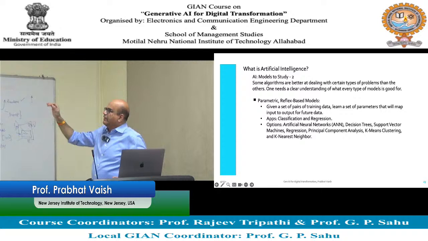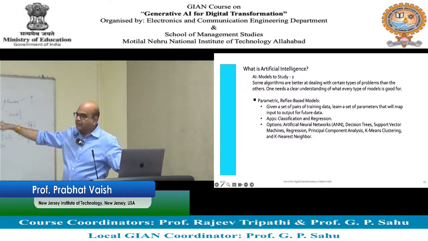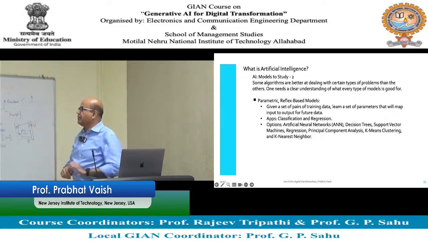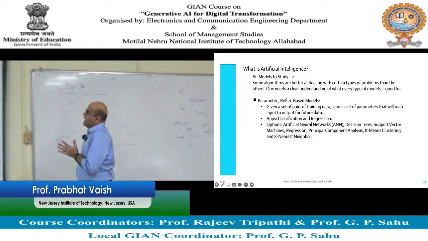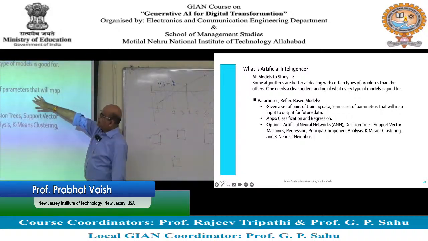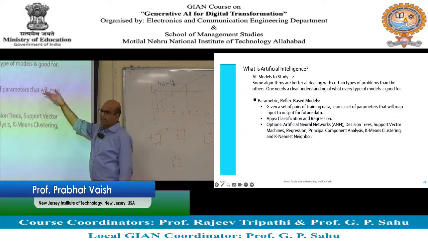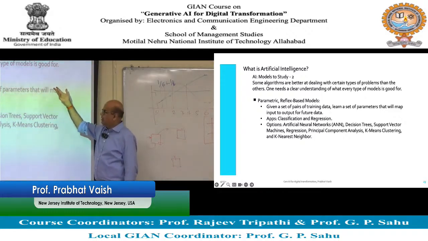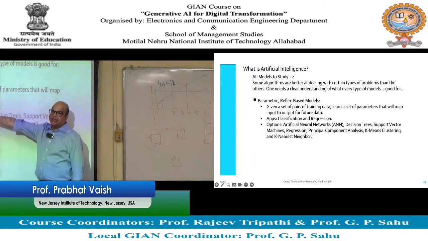The second way of looking at it is the parametric based model. The first one was the state space based model. This one is the parametric based models. A couple of you did mention these things. What we are saying here is, given a set of training data, can we learn some parameters which will help us predict the future output? One of the simplest things to see that is classification and regression.